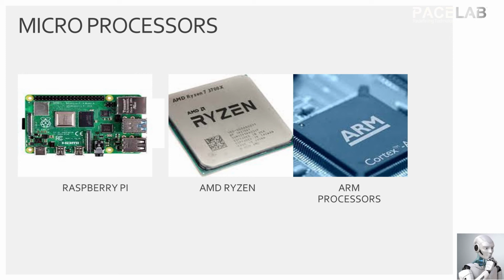So actually it is a CPU. We can use it for the same purpose as a CPU. The next processor is the AMD processor. We can see these Ryzen type processors available in laptops. The next processor is the ARM processor, which is mainly used in smartphones.